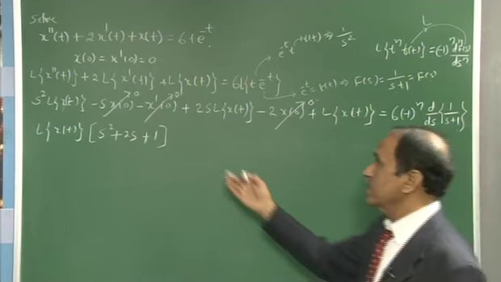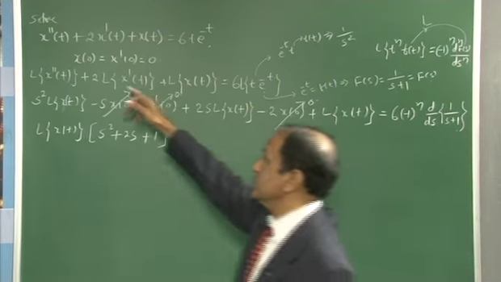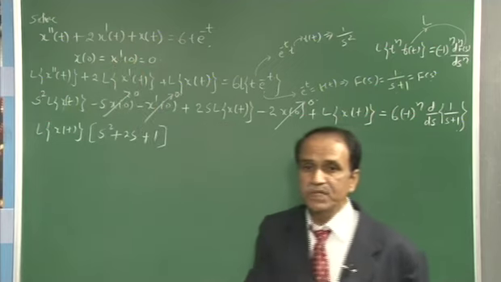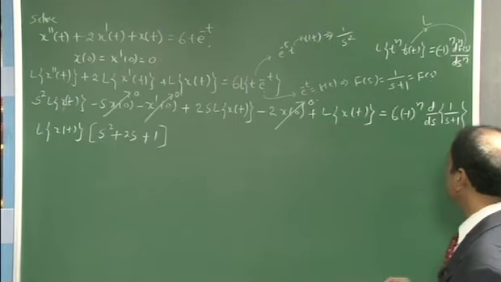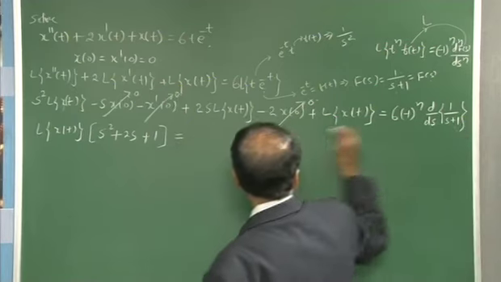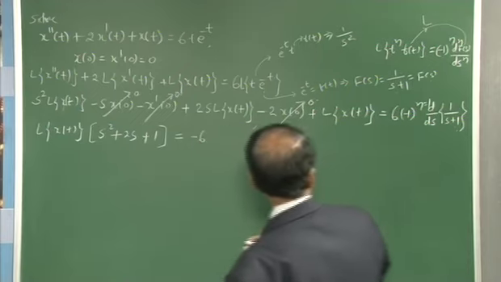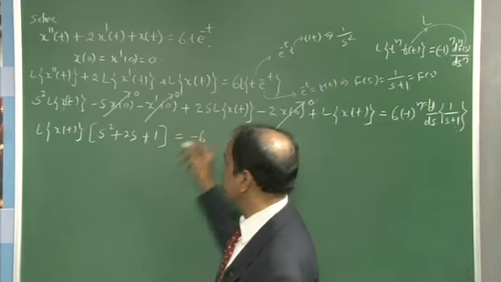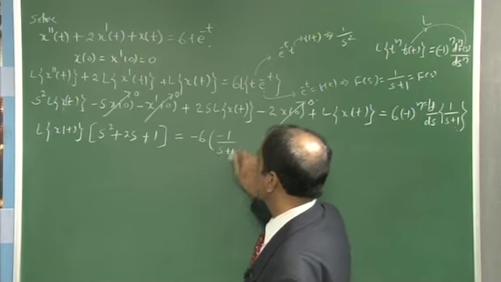To take any term from the LHS to the RHS, there is no term left, because the initial conditions are given: x of 0 is equal to 0 and x dash of 0 is also 0. So you are left with no constant on the left side, so you need not shift anything to the right side. The only thing you have to discuss is the differentiation on the right side, that is minus 1 to the power n, with n equal to 1. Therefore, minus 6 here and d by ds of 1 divided by s plus 1. Differentiation you can easily make out: that is minus 1 by s plus 1 whole squared.